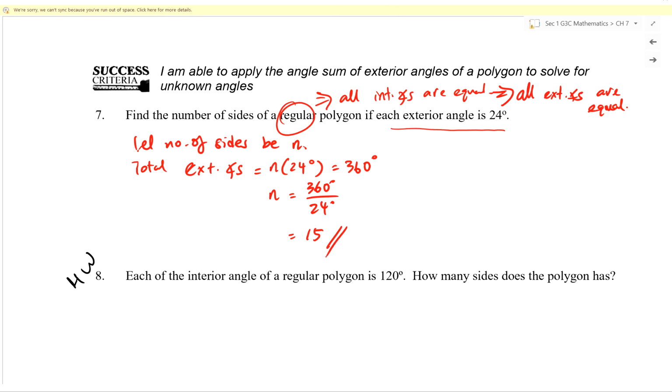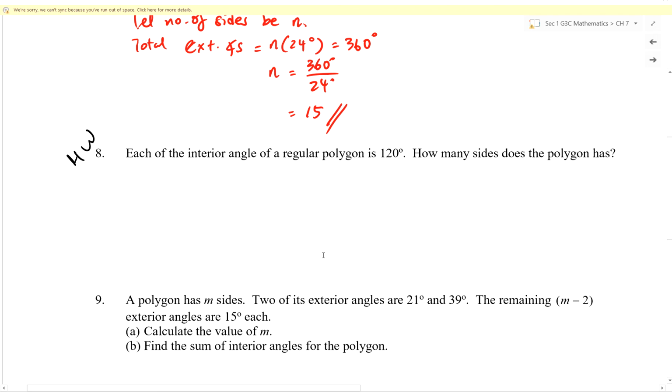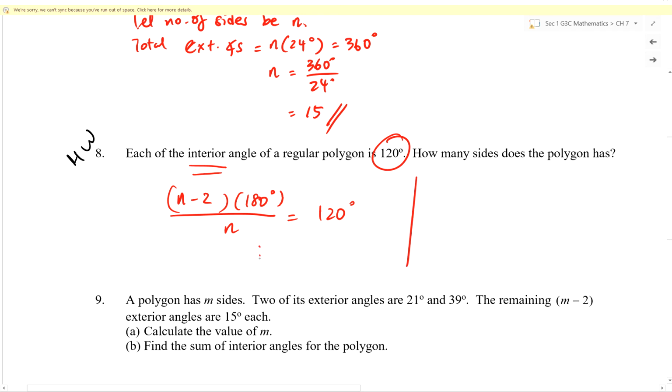Okay, question 8 is your homework. It is actually the same question, just that the numbers are different. Here they give you the interior angle. Take note, this is interior angle 120 degrees. Before we learned exterior angles, could you have done this question? You could. You would have done n minus 2 times 180 divided by n equals 120 degrees, right? But now, what is the other method using exterior angles? Is it going to be easier? I think so. You can try it yourself as homework.